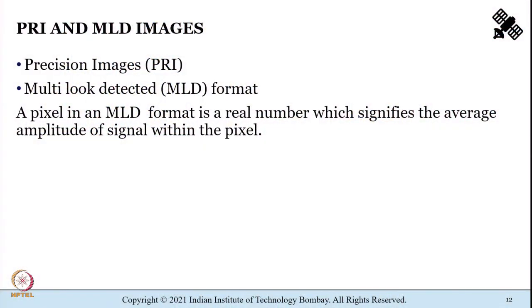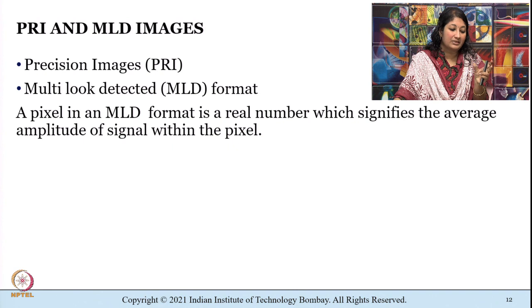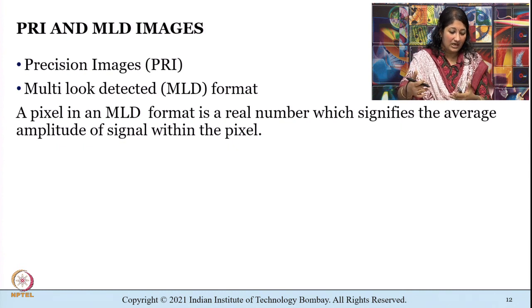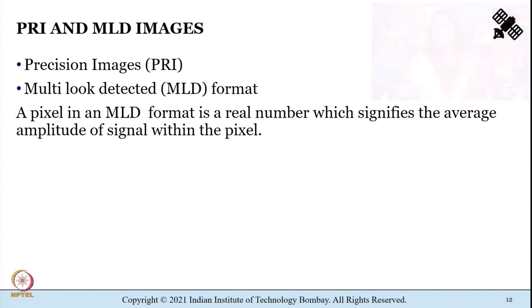We have the MLD data format, that is multi-look detected data format, as well as the PRI format, that is precision images. Precision images, as the name suggests, are nothing but MLD images that have been resampled into square pixels. A few other steps are also carried out, like rotation and warping. But I do not want to get into details, I just want you to be familiar with the different data formats available for you to access and download.